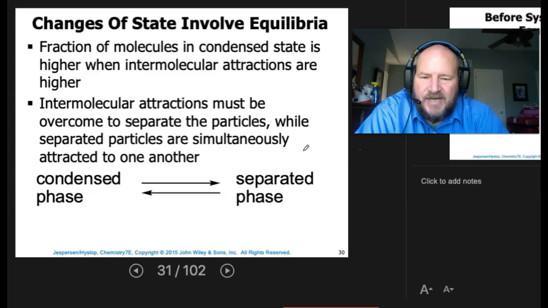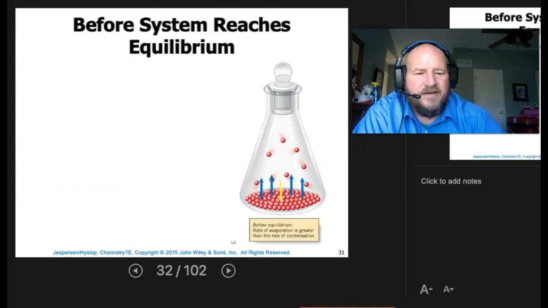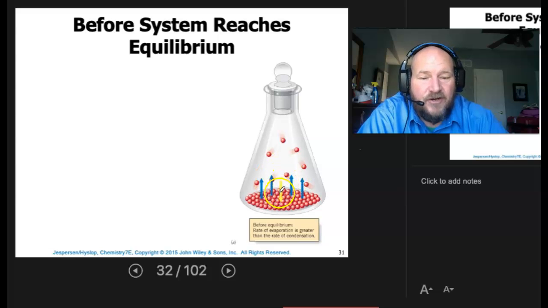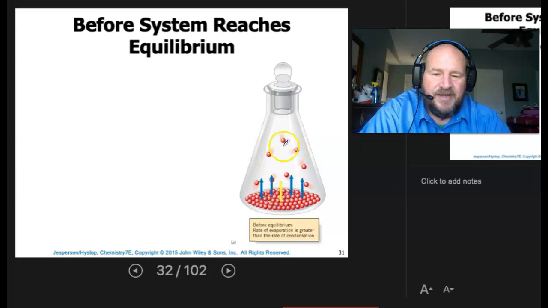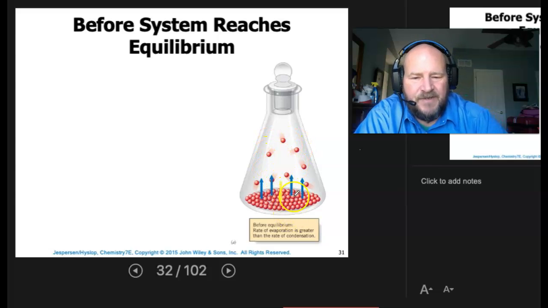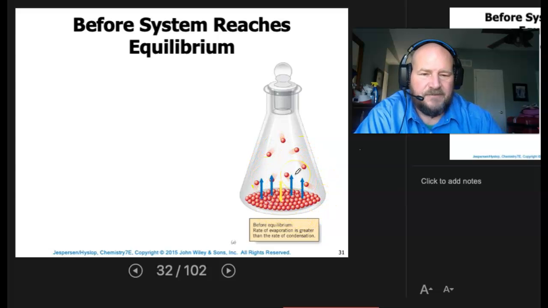Now, intermolecular attractions must be overcome to separate the particles, while separated particles are simultaneously going to be attracted to one another. So in other words, if I take a container and seal it off, and I've got some liquid in here and some of its gas in here, some of these molecules will go into the gaseous state as they get enough energy to get out. And of course, the ones in the gaseous state are eventually going to run into each other, become attracted, and become a liquid. And so we have a dynamic equilibrium going on between the two phases within the container.